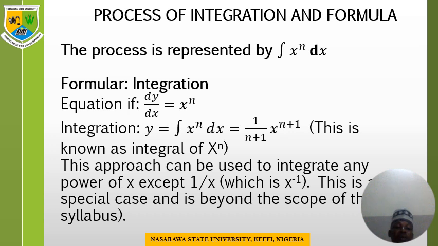Looking at this example, the integral of x raised to power n dx is equal to 1 over n plus 1 times x raised to power n plus 1. This is known as the integral of x raised to power n. This approach can be used to integrate any power of x except 1 over x, which is x raised to power minus 1. This is a special case and is beyond the scope of this syllabus.